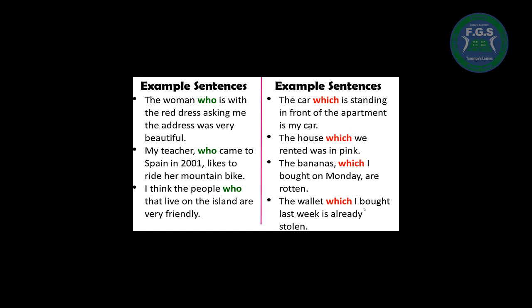The next part. Examples about which. The car which is standing in front of the apartment is my car. Number 2. The house which we rented was pink. Number 3. The bananas which I bought on Monday are rotten. Rotten means something bad or bad for health. Number 4. The wallet which I bought last week is already stolen.